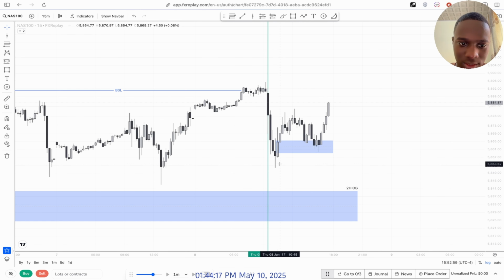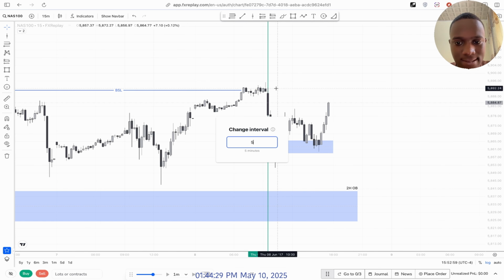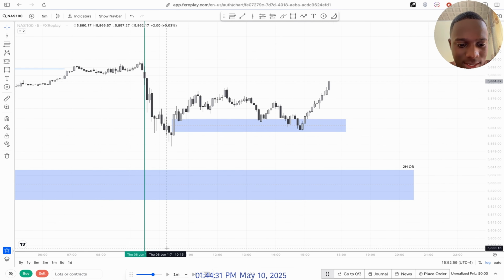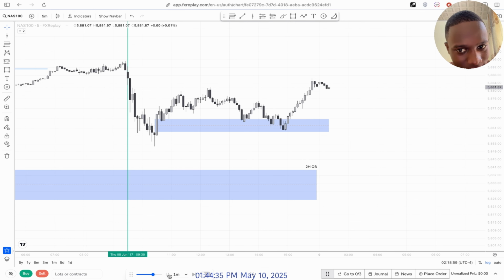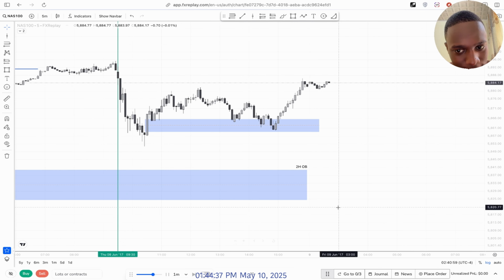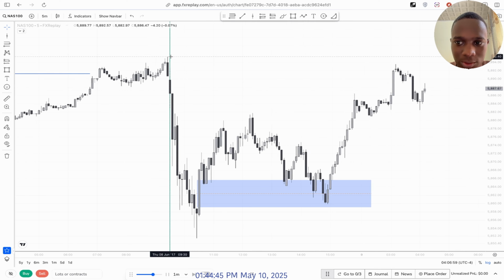See, it came here, dropped, and created the fair value gap. It respected it, so we missed this one, but it's a good one. And still on the 5 minute, let's see what the market does and we can react. Okay, a good push. We can expect a good push to this point now.